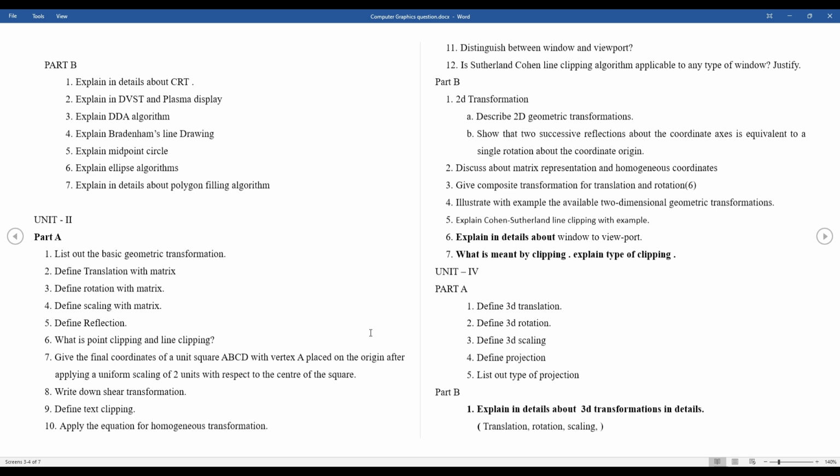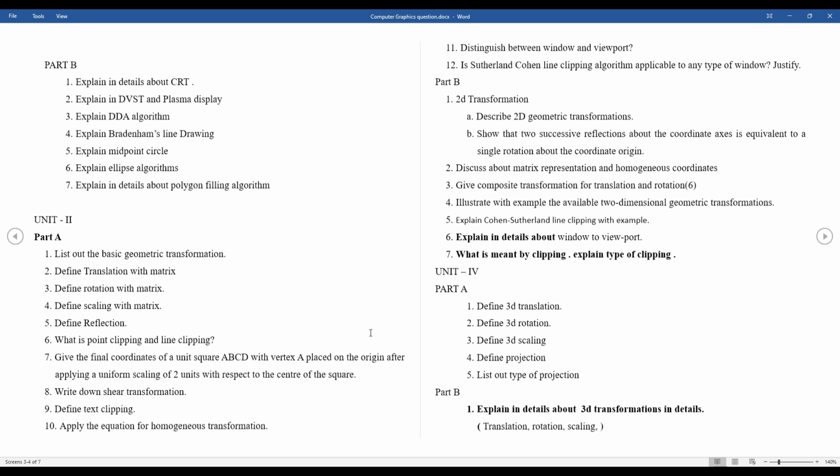Okay, and also remember the Cohen-Sutherland line clipping algorithm. What steps are there? Please remember that. Bit 1 is the left, bit 2 is the right, bit 3 is the bottom, and bit 4 is the top. That is an important point compared to the other clipping algorithms.